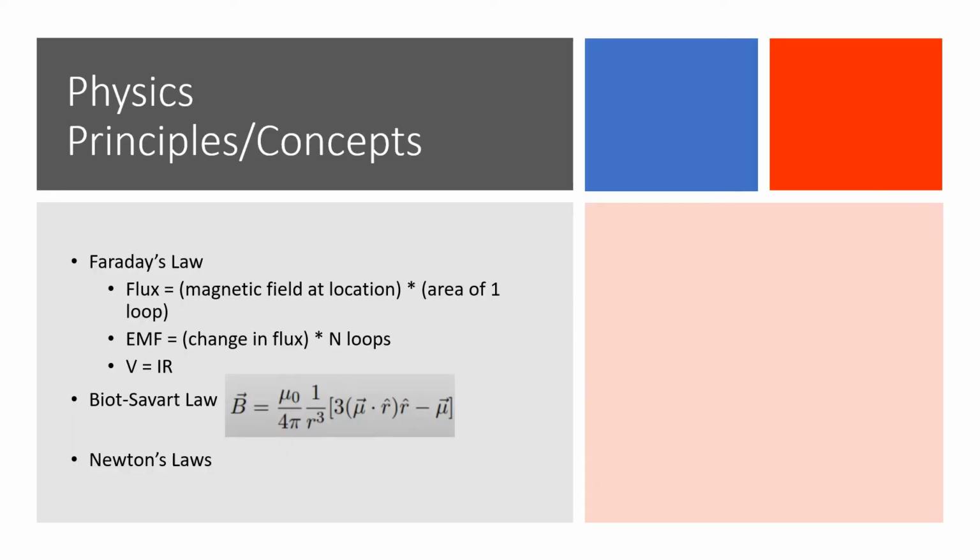Some of the physics principles highlighted throughout this lab were Faraday's law, which states that a changing magnetic field can induce a current in surrounding objects, the Biot-Savart law that helps us find the magnetic field of a bar magnet, and Newton's law, specifically the second and third laws that deal with net forces and direction.